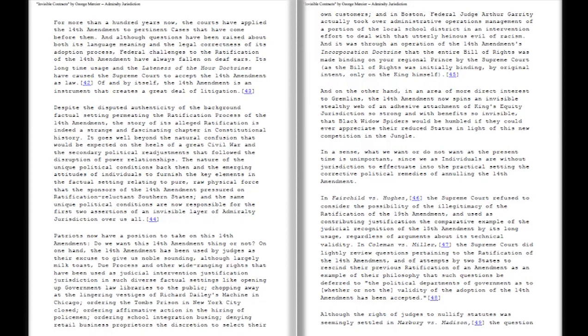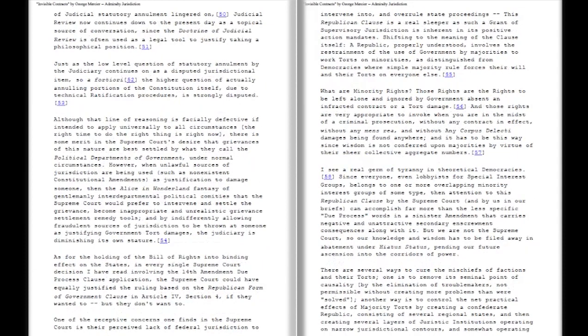48. Although the right of judges to nullify statutes was seemingly settled in Marbury v. Madison 49, the question of judicial statutory annulment lingered on 50. Judicial review now continues down to the present day as a topical source of conversation, since the doctrine of judicial review is often used as a legal tool to justify taking a philosophical position.